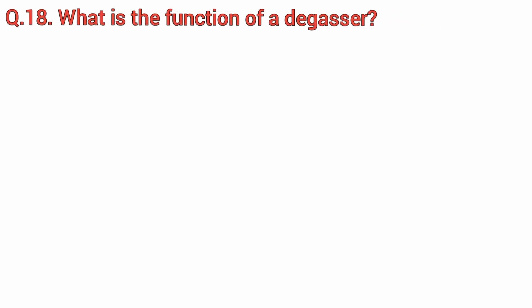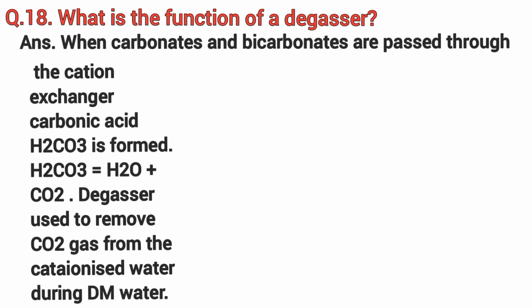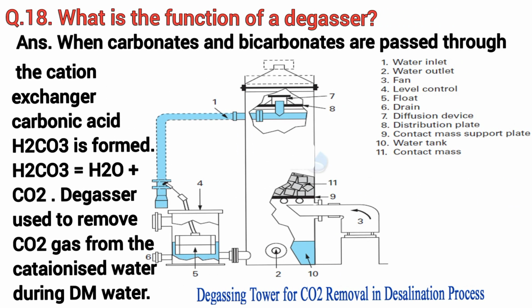What is the function of a degasser? When carbonates and bicarbonates are passed through the cation exchanger, carbonic acid H2CO3 is formed. H2CO3 is equal to H2O plus CO2. A degasser is used to remove CO2 gas from the cationized water during DM water production.